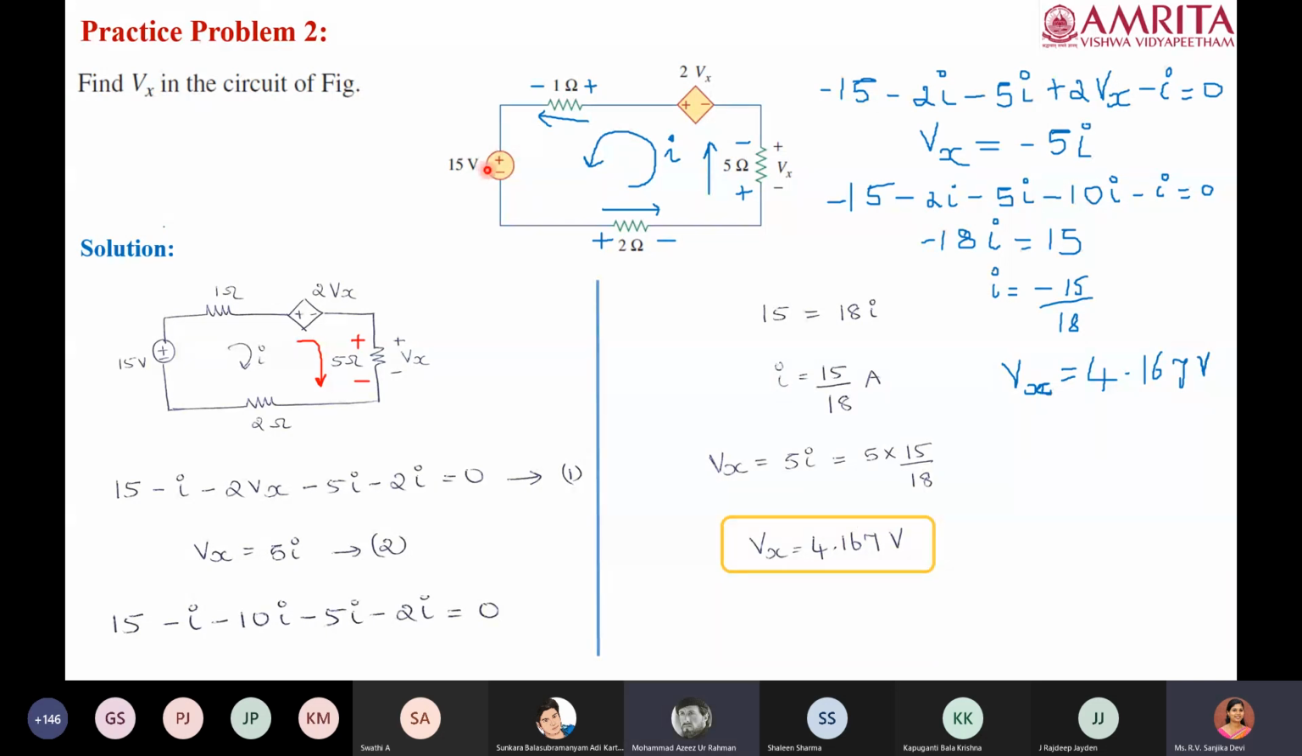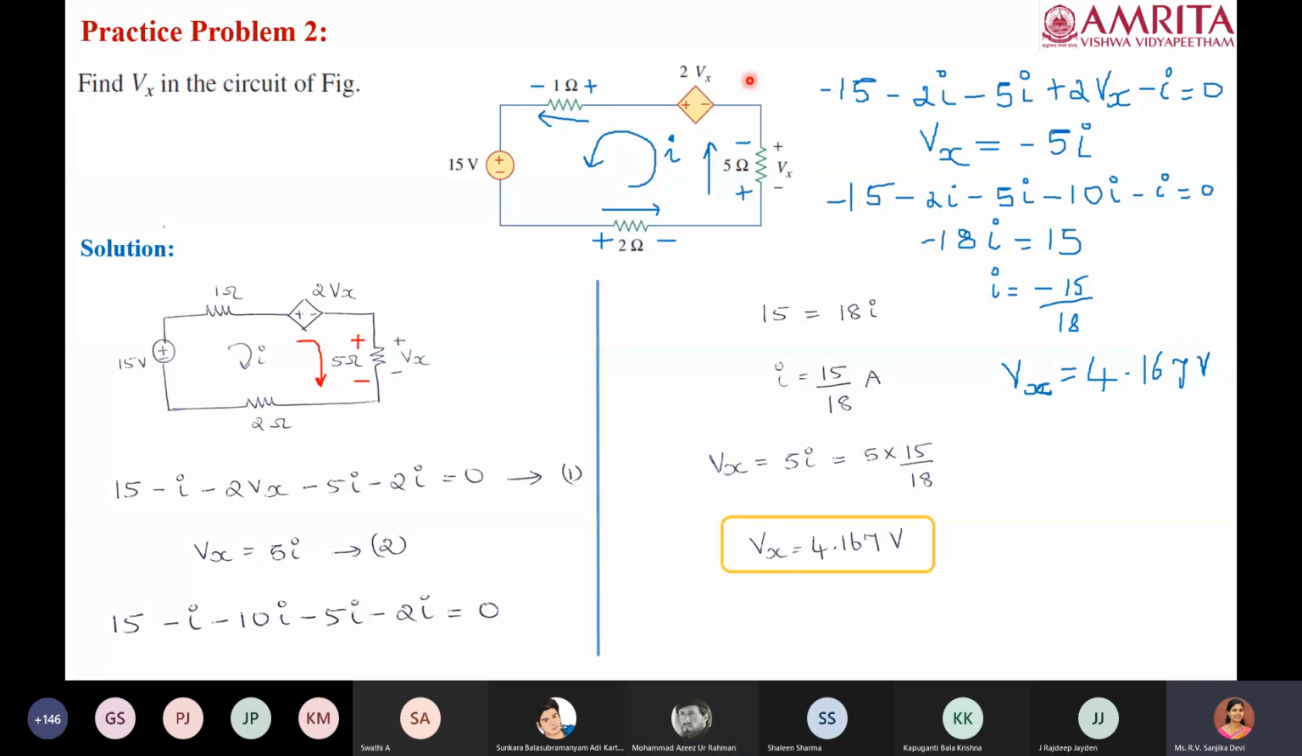Okay, ma'am. If there is no other source, then there is only one direction of current. Even if you have assumed it in the opposite direction, you will get a negative value, which tells you that your assumed direction of current has to be the opposite. That's it. Yes, ma'am. Thank you.